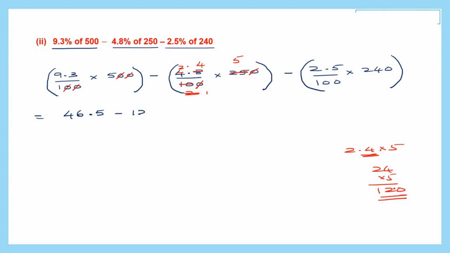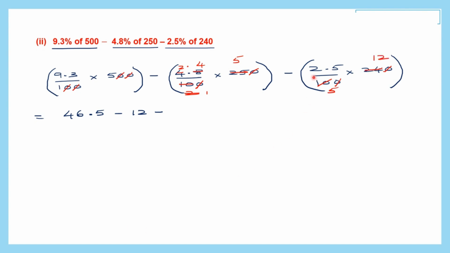So minus 12 minus the last part here 2.5 by 100 into 240. I can cancel the zeros first. So let me cancel this 0 and this 0. Now I can cancel 10 and 24 both by 2. So this becomes 2 5s are 10 and 2 12s are 24.